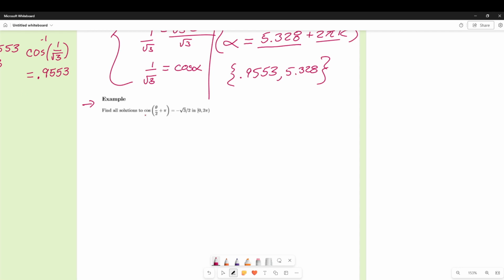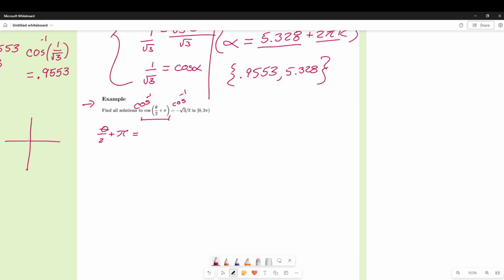Okay. Normally, step 1 would be isolate the trig function, but this one's already isolated, so that's good. So we can go right to thinking about that cosine inverse. That is going to leave us with theta over 2 plus pi equal to the cosine inverse of negative square root of 3 over 2. And again, you can always draw your diagrams out.